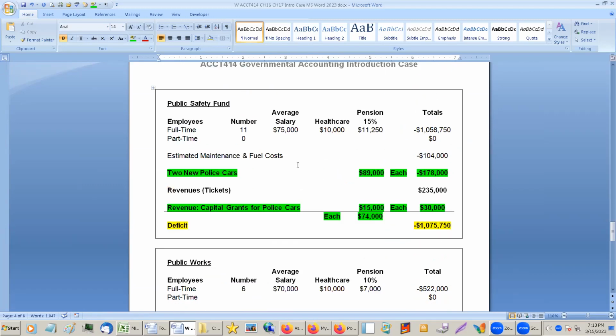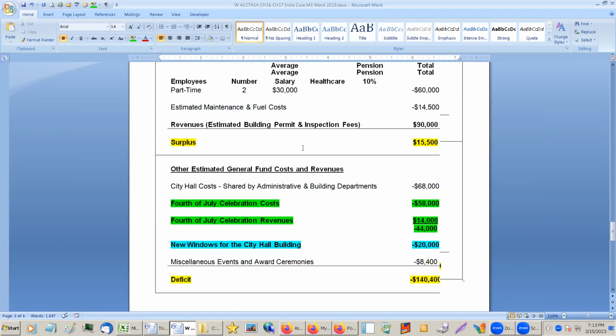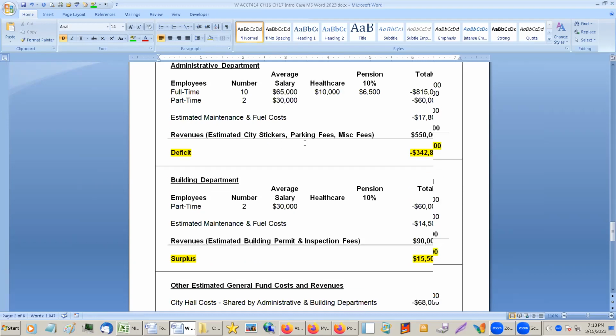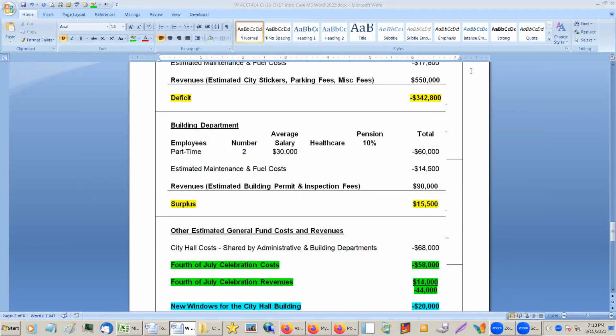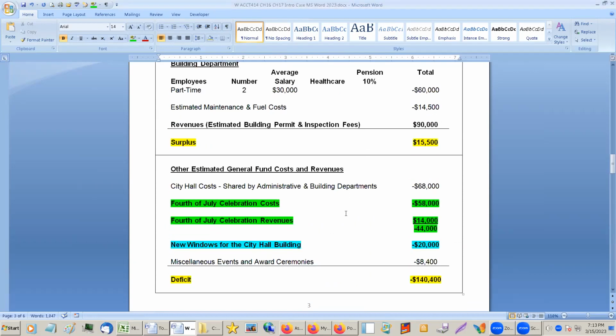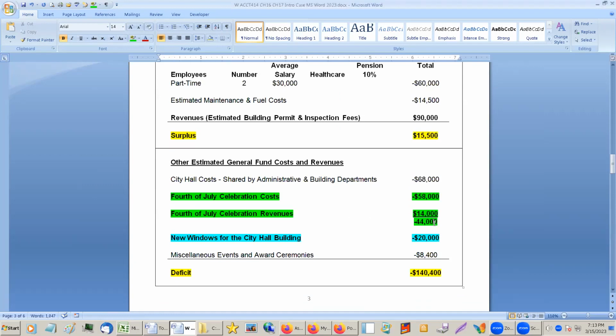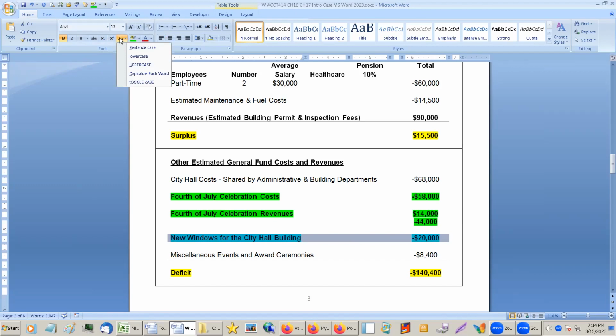Okay, so let's see here. So the police cars, I'm going to come up here and let's see what we're doing. Okay. So the 4th of July Festival is okay. The windows for the new City Hall, that was voted down. So we will cross that out, so we're going to save $20,000. So what'll this be? $120,400.